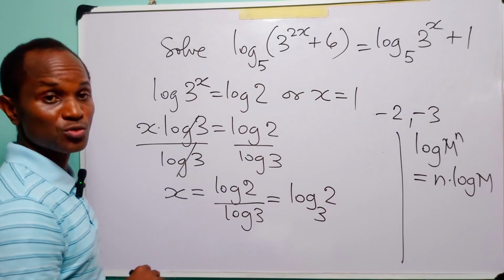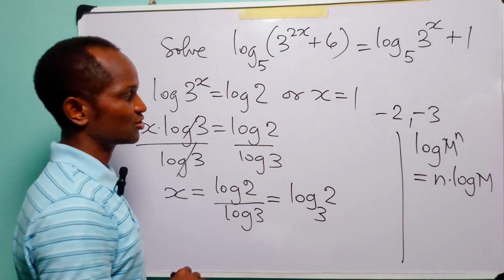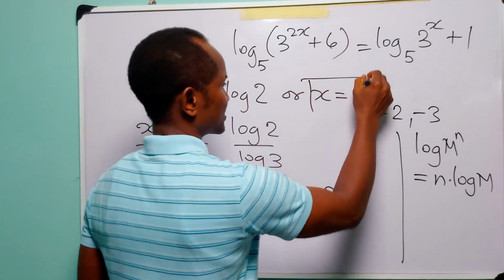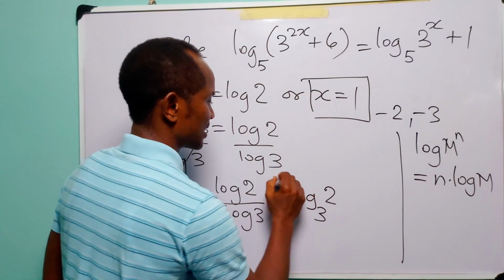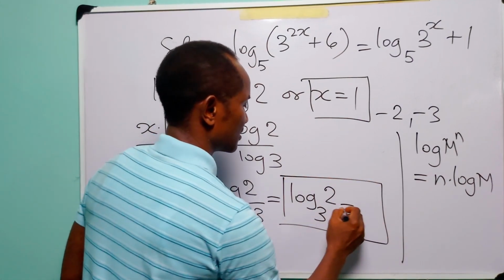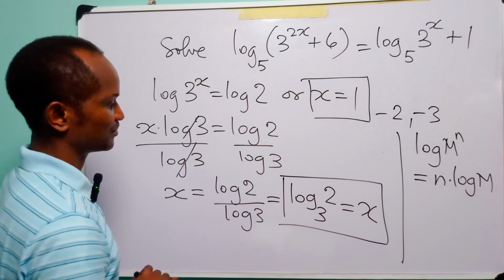So now we found two values of x that satisfy this logarithmic equation. One is x equal to 1, and the other one is x is equal to log base 3 of 2.